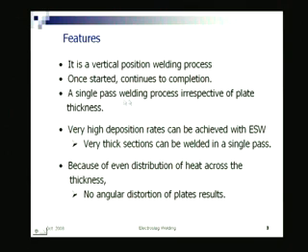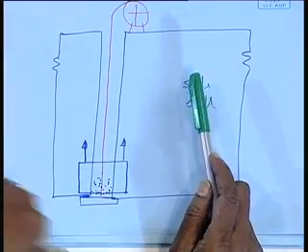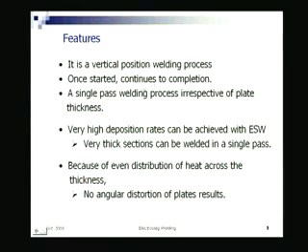So, what are the features? As you can see, it is a vertical position welding. First and foremost, as we have seen, submerged arc welding is only downhand welding, right, whereas gas metal arc or shielded metal arc welding are all position welding. Here electroslag is only vertical welding. You cannot do it in a horizontal or downhand mode, neither in an overhead mode, it is only vertical. And also you can see, once the process is started, it continues to completion.